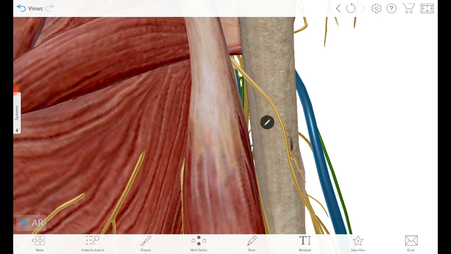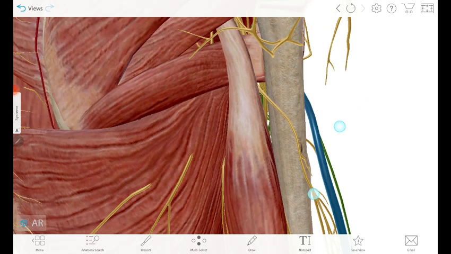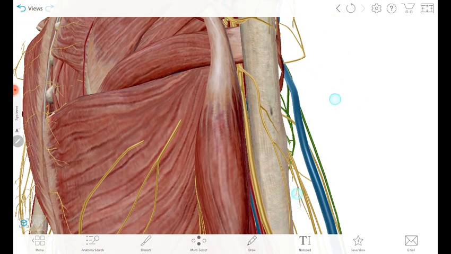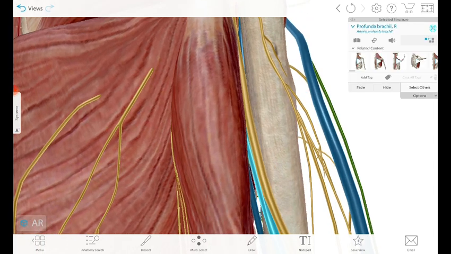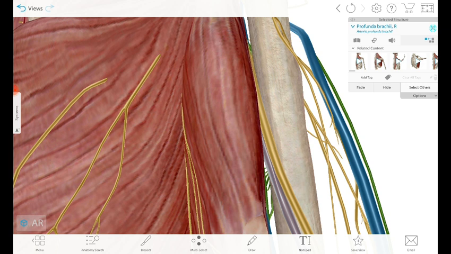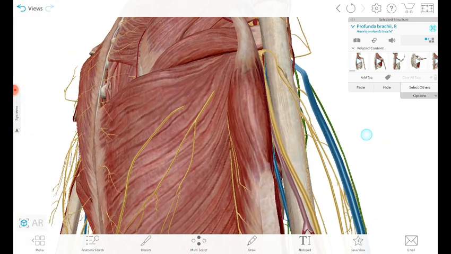So this is the humerus, and there's a spiral groove present somewhere over here. And what happens is that the brachial artery gives off a profunda brachii artery, which travels in the spiral groove and then descends down. We can see this artery over here. This is the profunda brachii artery, and this is the spiral groove.